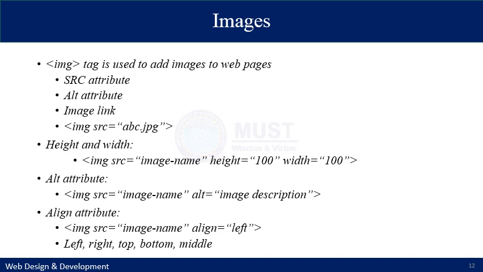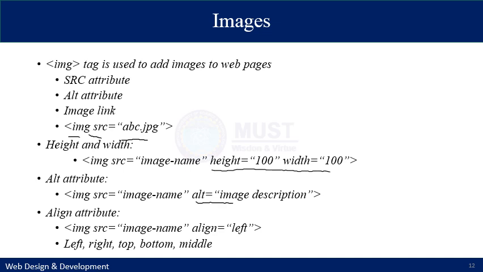Another important element of web pages are images, and the image tag, known as the img tag, is used to add images to the web pages. Important elements are the source attribute, src, the alt attribute, alternate text attribute, and the image link. So the image tag is specified as img, and we specify a source named abc.jpg. Height and width specify the height and the width of the image.